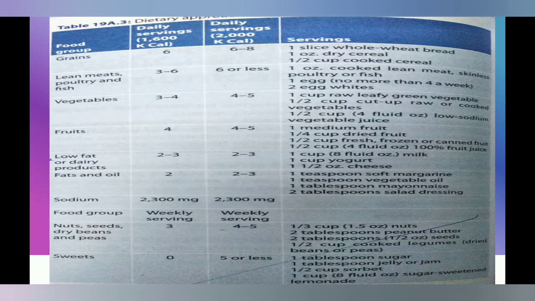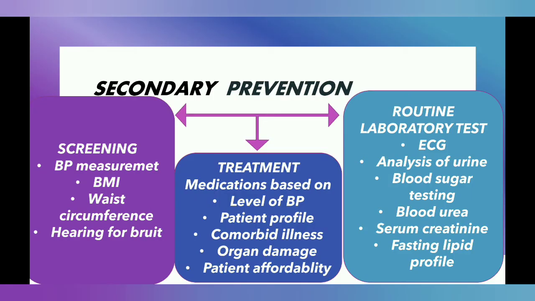So these are the foods that should be taken to reduce the risk of hypertension. They are grains, vegetables, fruits, low sodium and low sweets, and nuts, dry seeds, beans and peas can be eaten. Then comes the secondary prevention. It can be done through screening and routine laboratory tests.